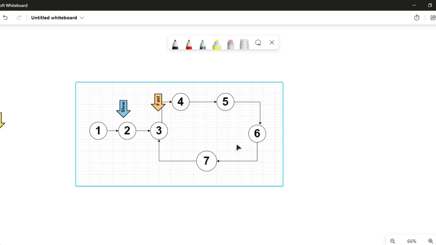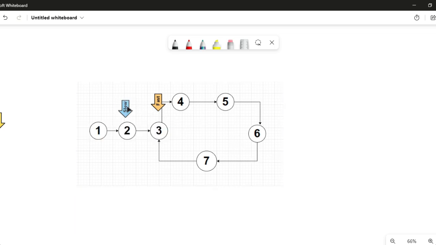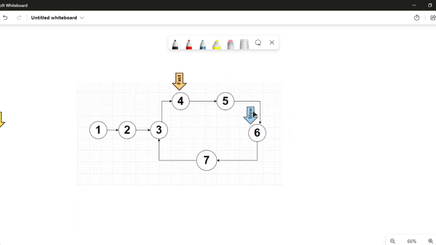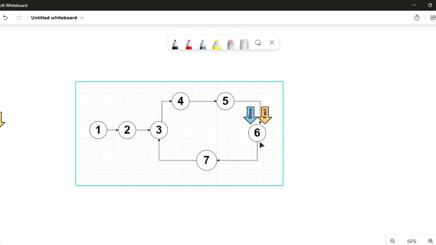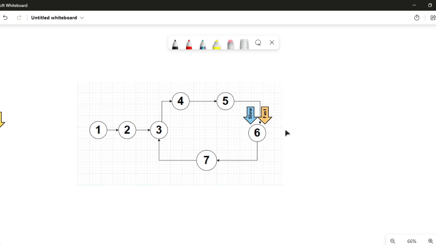meet inside this cycle. Okay, so let me do that. We will move slow pointer to 3, then fast will move to 5. We move slow to 4, then fast will move to 7. We move slow to 5, then fast will come to 4. We move slow to 6, then fast will come to 6. So at this point they are meeting at the same node, and it is 100% sure that they will meet at a certain point inside the cycle.